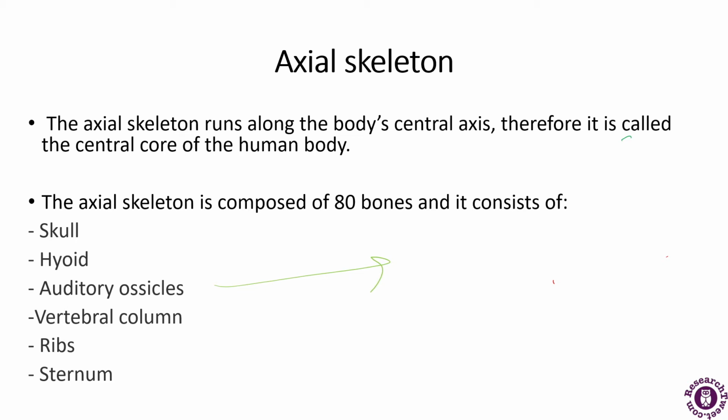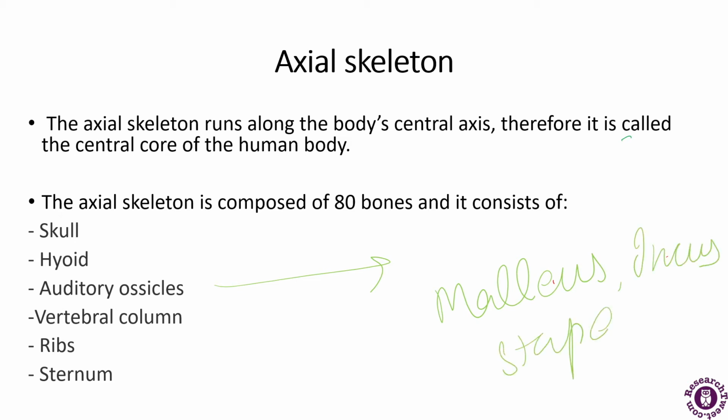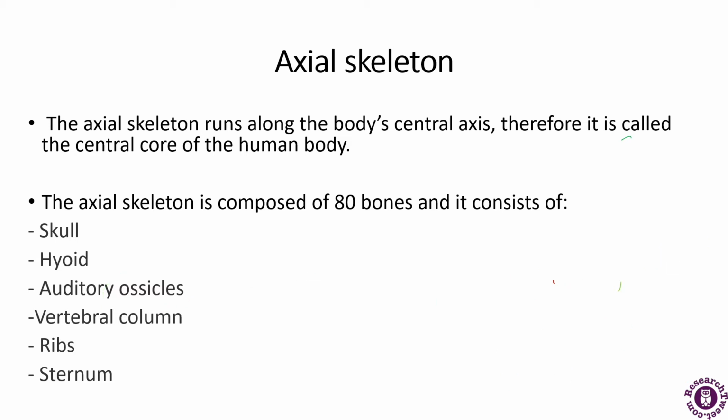Next I will talk about the auditory ossicles. There are basically 3 bones in the middle ear, and they are the smallest bones in the human body. What are these three bones? They are the malleus, incus, and stapes. The function of these ossicles is to transmit the sound from the ear to the cochlea, and then further it will give the signals to the brain.